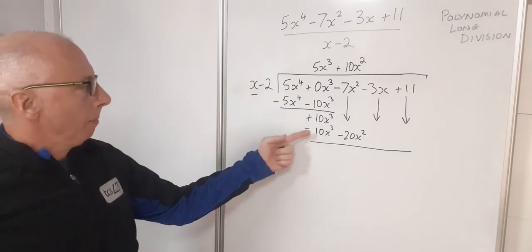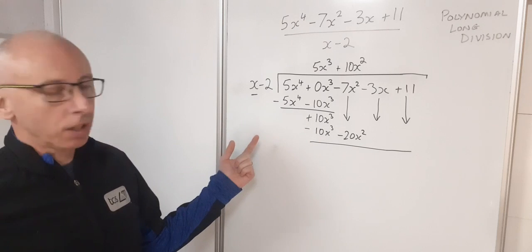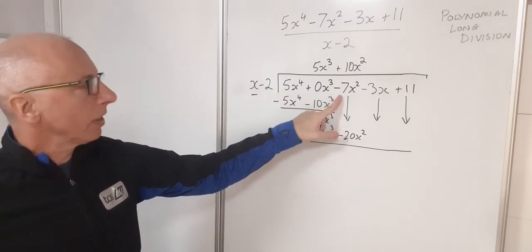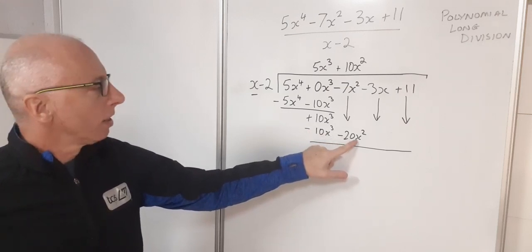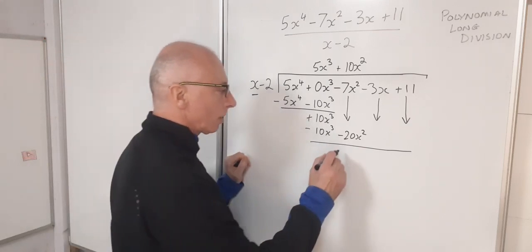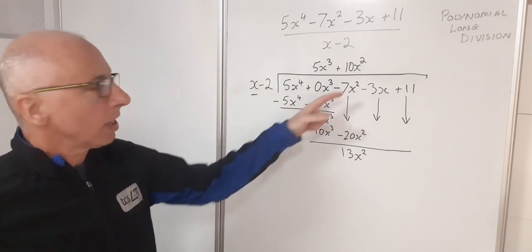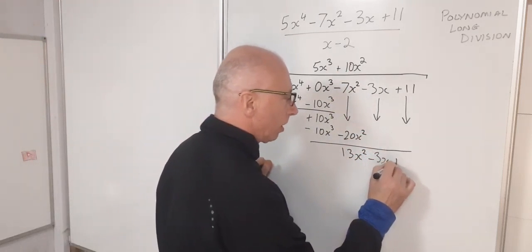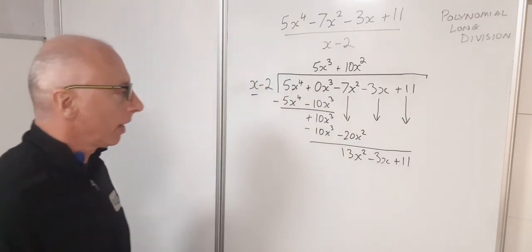10x cubed minus 10x cubed is 0, so that cancels. Now I've got this one bringing down, so I've got minus 7x squared minus 20x squared. So minus 7x squared plus 20x squared gives me positive 13x squared. And these I'm now going to bring down just so I don't get too confused. So I've got minus 3x plus 11. You don't have to, but it's just so I can see what's going on as I go along.